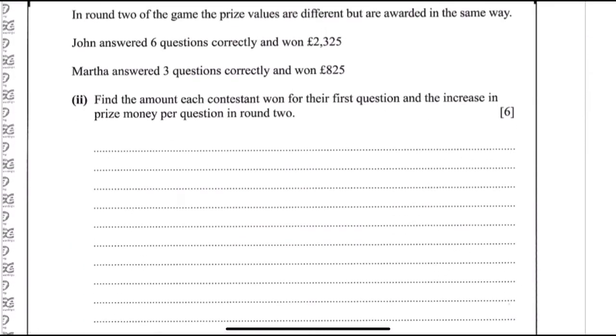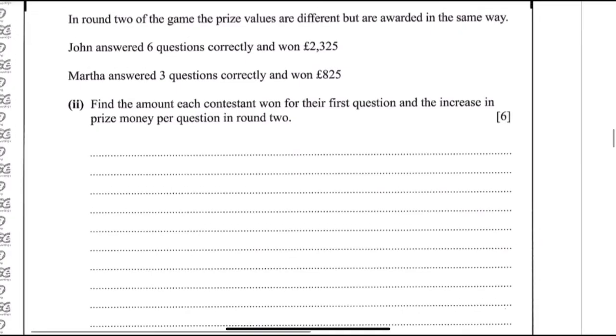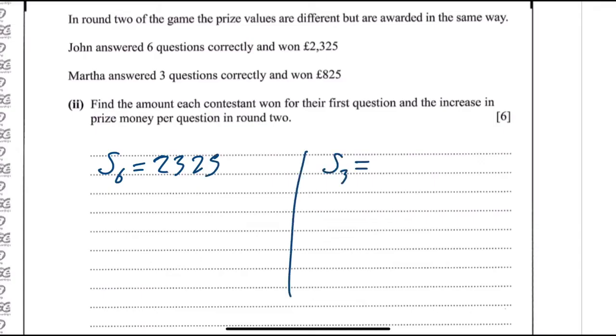Changes a wee bit in round 2 of the game. Round 2 of the game, what happens? The prize values are different but are awarded in the same way. So John answered 6 correct answers, so he's done this game 6 times and got 2,325. Martha answers 3 questions, so S3 is 825.